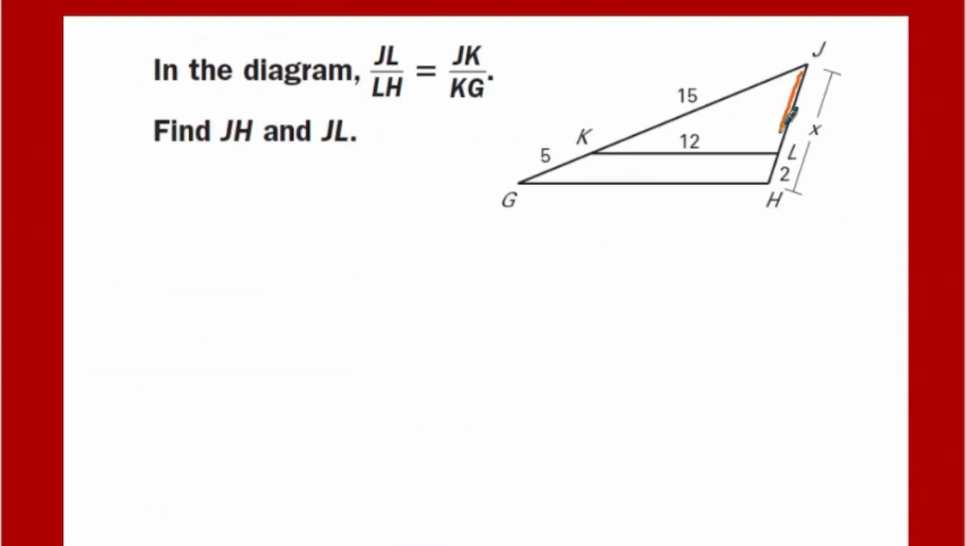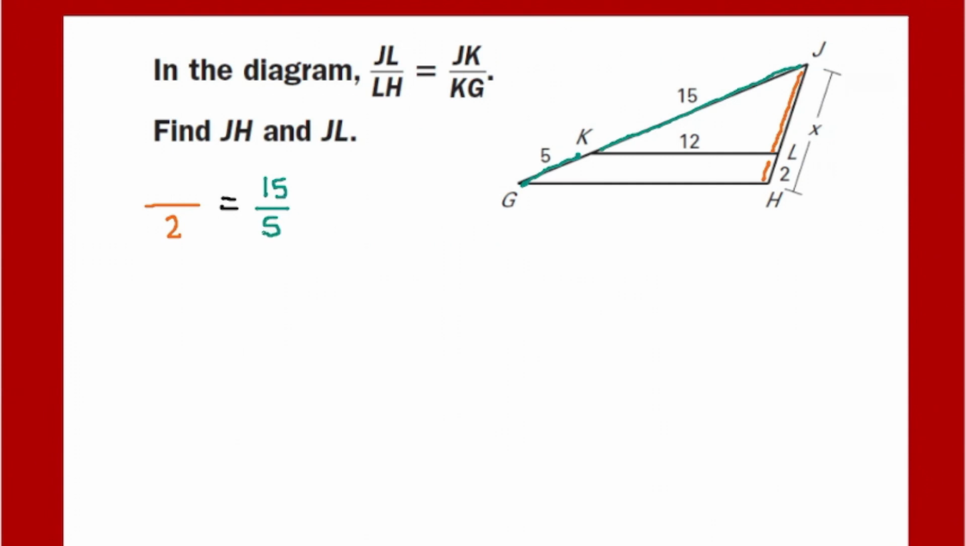Let's try this diagram. It says that this length JL is to LH as JK is to KG. Those ratios are equal. We're going to find JH and JL. So JL over LH. Well, LH is definitely 2. They haven't labeled JL. And JK over KG. JK is 15 and KG is 5.